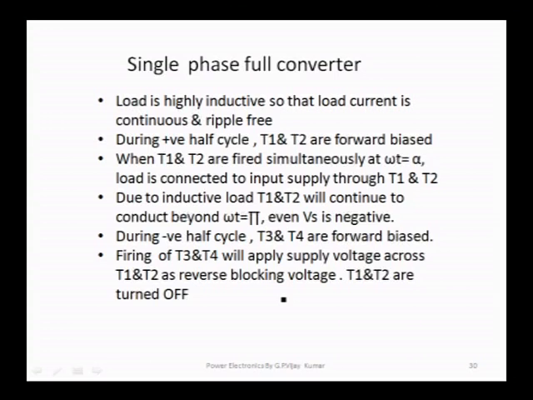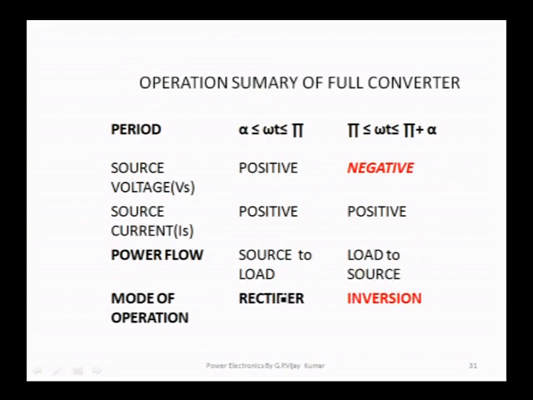Now, the load is highly inductive, so that the load current is continuous and ripple free. During the positive half cycle, T1 and T2 are forward biased. When T1 and T2 are fired simultaneously at alpha, the load is connected to the input supply through T1 and T2. Due to the inductive load, T1 and T2 will continue to conduct beyond omega t equal to pi, even though Vs is negative. During the negative half cycle, T3 and T4 are forward biased. Firing of T3 and T4 will apply the supply voltage across T1 and T2 as reverse blocking voltage, and T1 and T2 are turned off. Now, let us see the operation summary of the full wave converter.